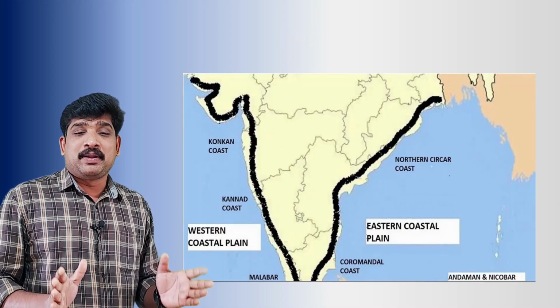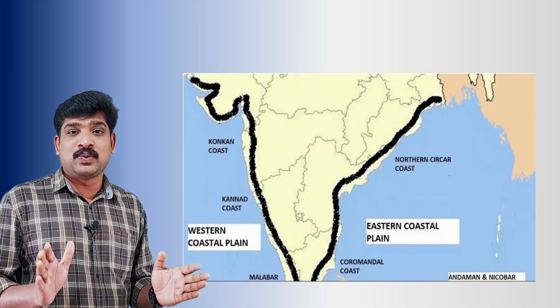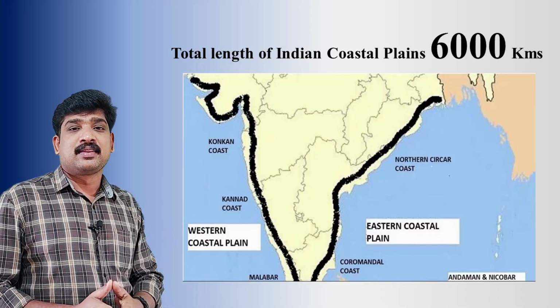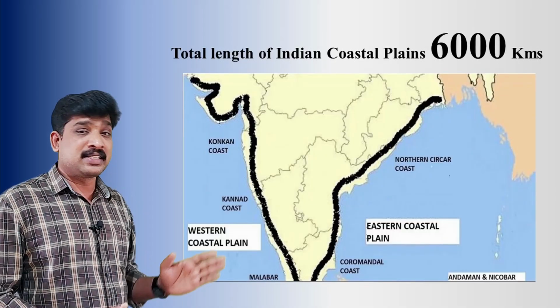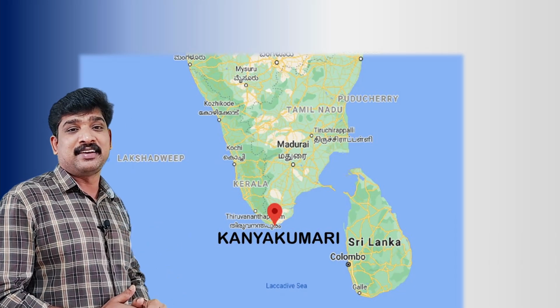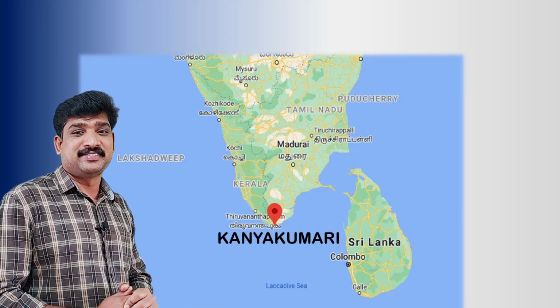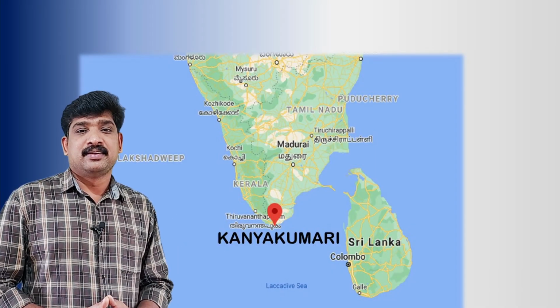The Indian coastal plains are divided into two parts. The coastal plains cover a length of about 6,000 kilometers in our country. The western and the eastern coastal plains meet each other at the southernmost tip of India's mainland, and that is Kanyakumari. Now let us learn more about the western coastal plain.